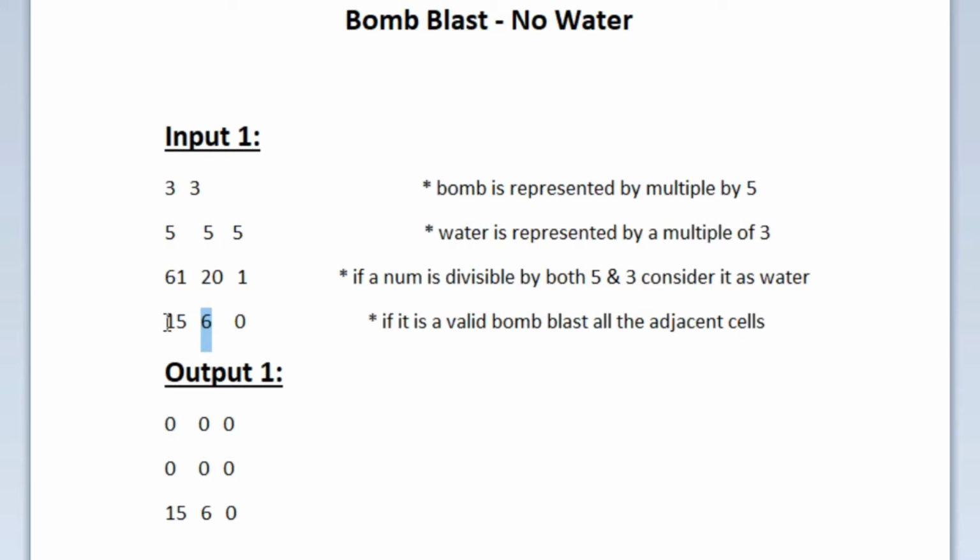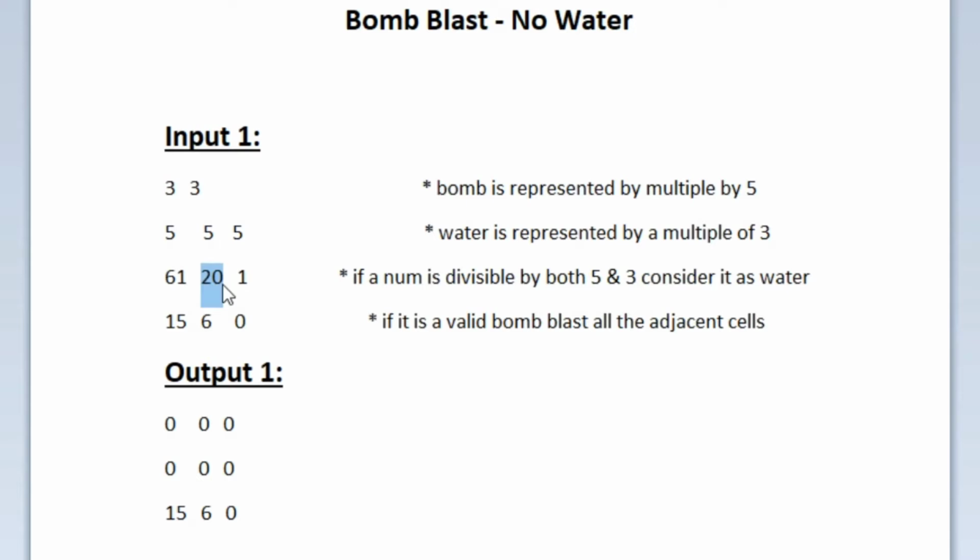So like this we have to check for the next integer. The next integer is 6, so it is a water. And then the third integer is 15, which is a multiple of 5, but it is also a multiple of 3, so it is considered as a water. So we move to the next integer, 1. 1 is not divisible by 5 nor 3, so it is not a bomb. And the next integer is 20. Here the integer 20 is a multiple of 5, and it is not a multiple of 3. So this integer 20 is a valid bomb.